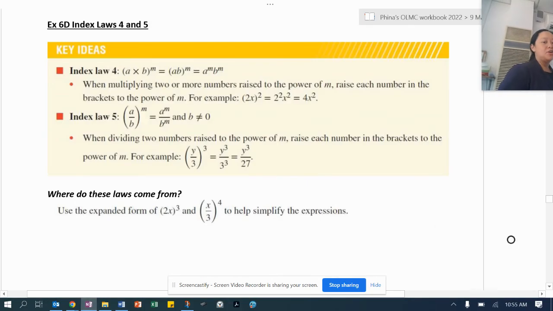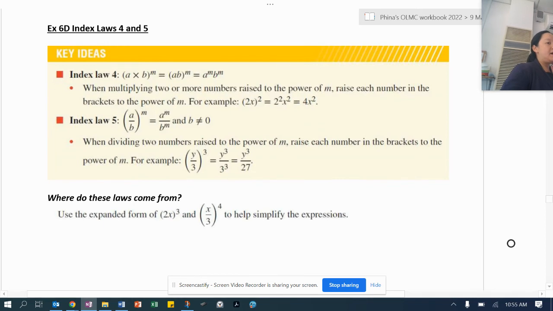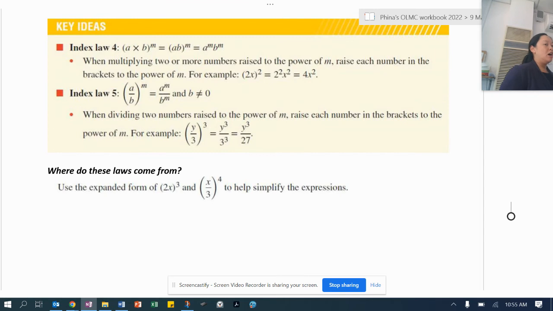Okay, so today we're looking at index laws 4 and 5. They're the last ones that we're going to look at. I've just put the laws at the top, and then I'm going to show you how we get to these laws. So again, it does involve brackets.